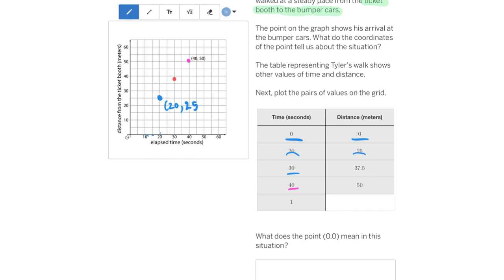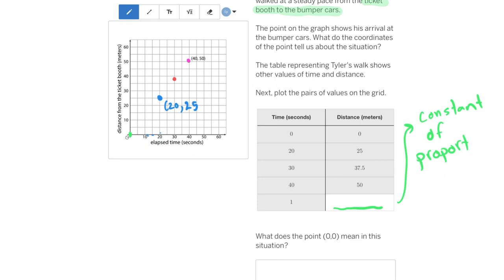We are being asked something very important here, and it's the concept that we've been talking about over and over again, but now we're going to apply it to a real-world situation. How far does he go each second? So if we want to figure out how far he goes for each second, to find that, we are just going to use our constant of proportionality. Hopefully that word sounds familiar to you. So our constant of proportionality.